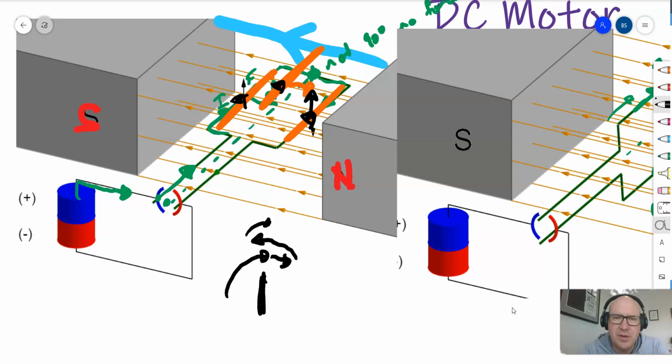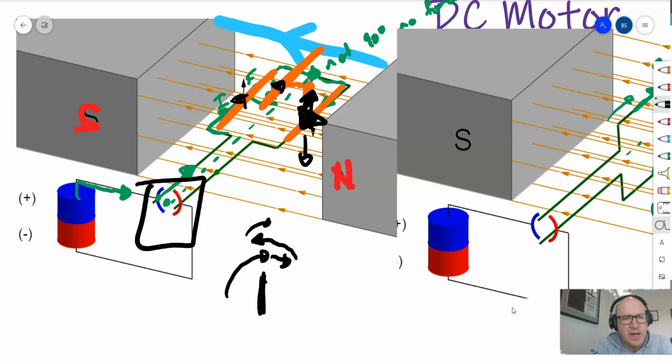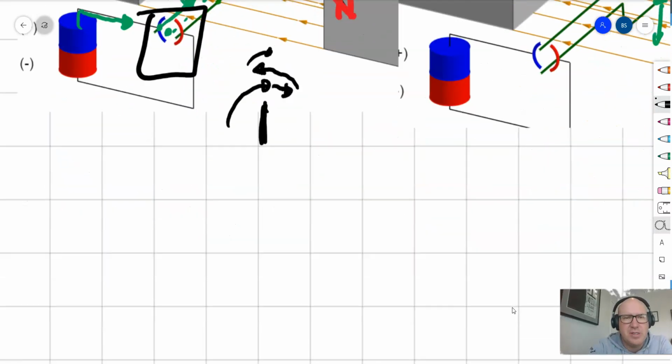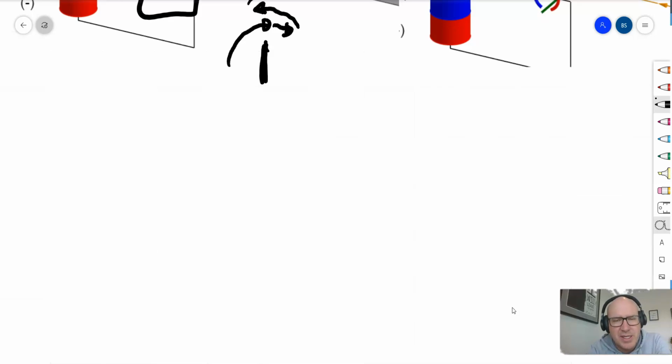So what you need to do is actually swap the current direction when it gets to the other side so that it feels a force in the other direction. And that's the key of this little device here. Now that thing is called a split ring commutator. It might not usually look like that.